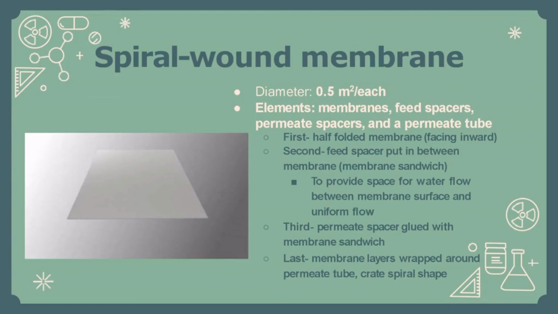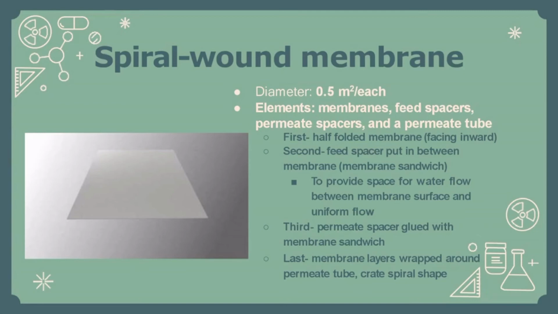I will explain to you about the spiral wound membrane first. The diameter of the spiral wound membrane is 0.5 m² per inch and it has a few elements such as membranes, feed spacers, permeate spacers, and permeate tube. First, the half-folded membrane will be facing inward.